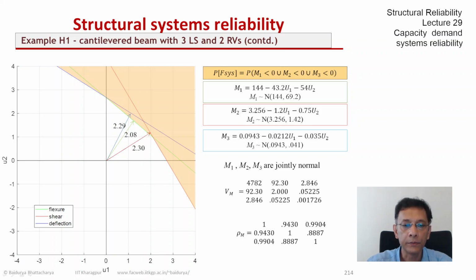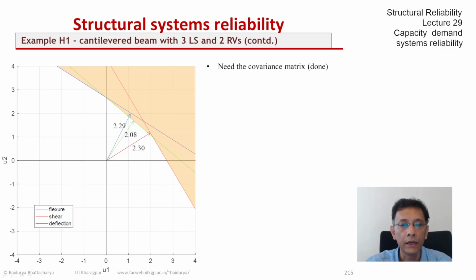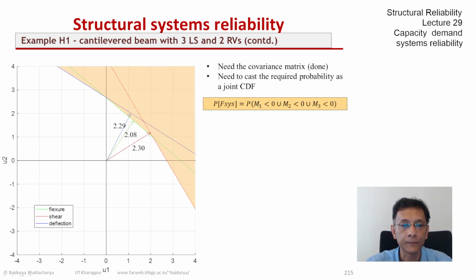So now we are in a position to solve this problem using MATLAB, the MVNCDF command, provided we can express this problem in terms of a normal CDF. So we needed the covariance matrix. We have done that. We now need to cast this PFSys in terms of a joint CDF. So we convert the union probability using De Morgan's law to intersection probability. So PFSys is now 1 minus P, M1 greater than or equal to 0 and M2 greater than or equal to 0 and M3 greater than or equal to 0.